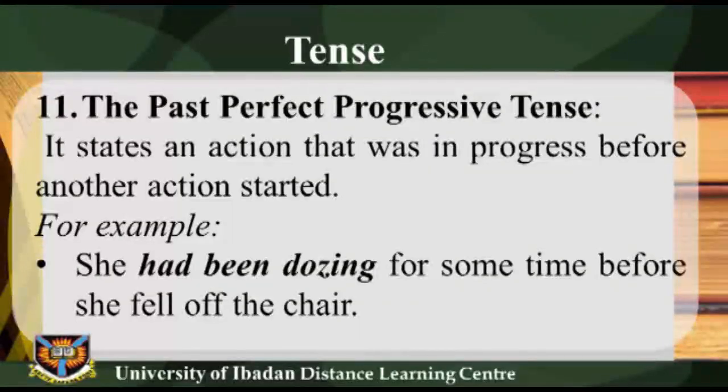Number 11. The past perfect progressive tense. This type of tense states an action that was in progress before another action started. A. She had been dozing for some time before she fell off the chair.